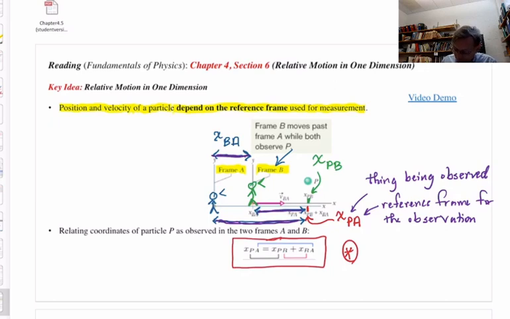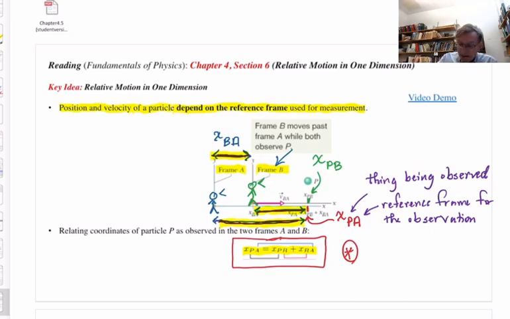And the relationship goes like this. The x-coordinate of our particle, as observed in frame A, is equal to the x-coordinate of the particle as observed in frame B plus the x-coordinate of frame B as observed in frame A. And that's just the fact that I said just a minute ago. This long distance here, xPA, is equal to this shorter distance here, xPB, plus that distance there, xBA. And that's exactly what this says in symbols. xPA equals xPB plus xBA.